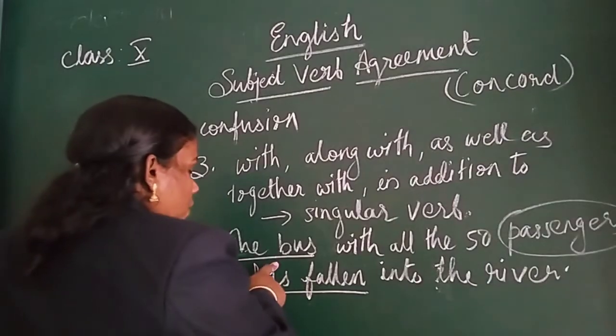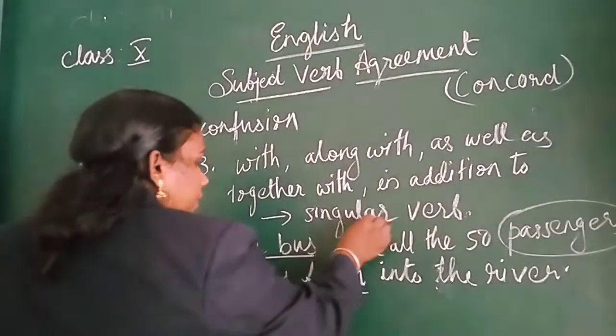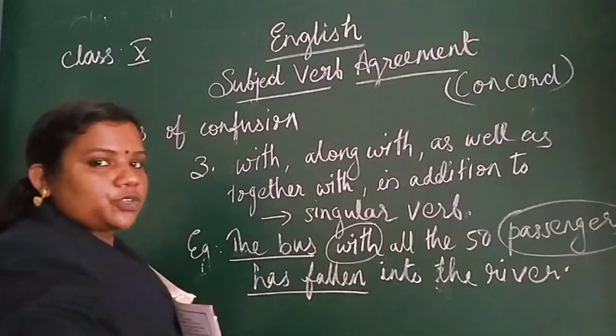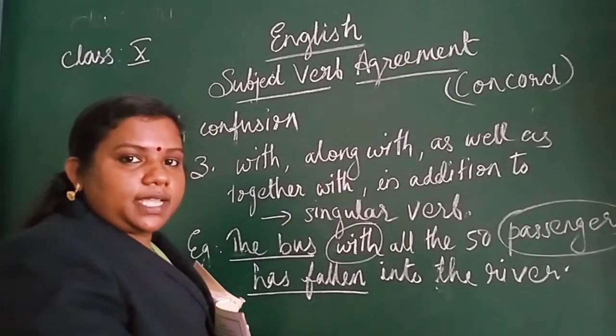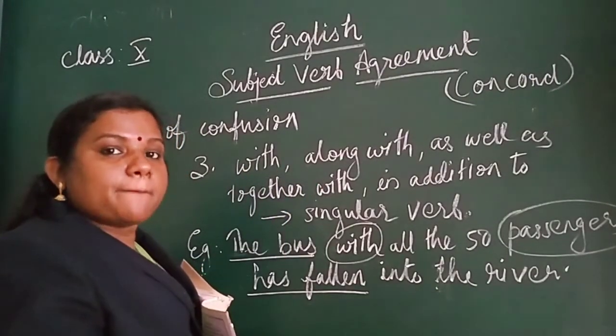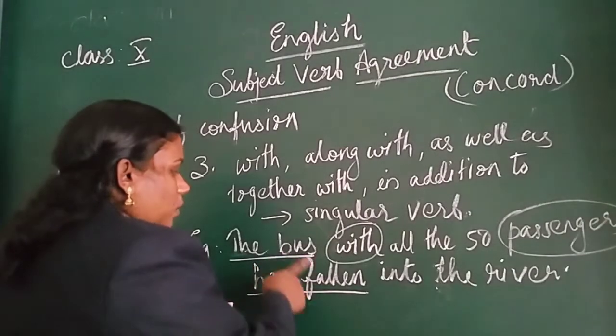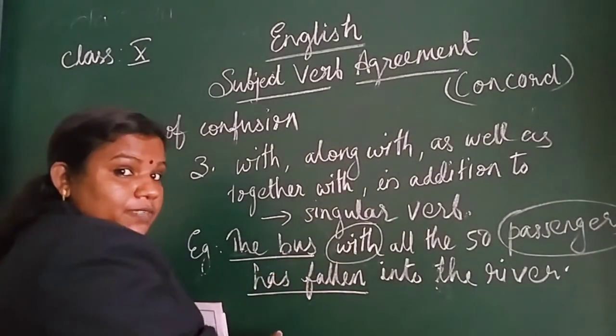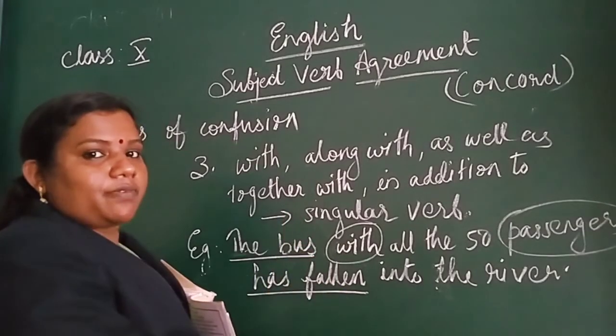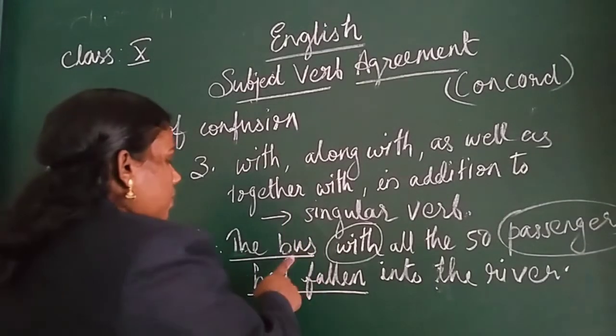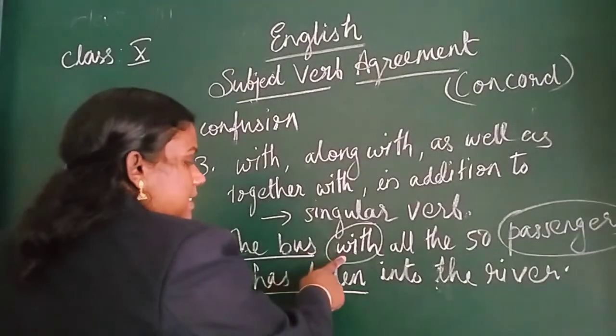And here along with this bus, which word is there with? Actually, what has fallen in that river? Bus. Okay, bus. So it is telling about this bus. What has fallen? Bus has fallen into the river. So here along with the bus, with.